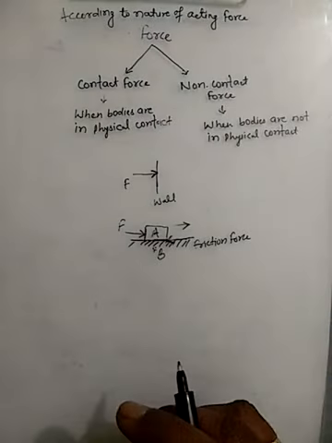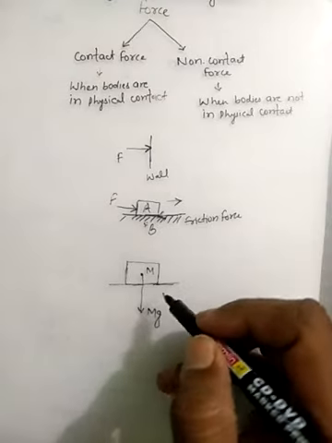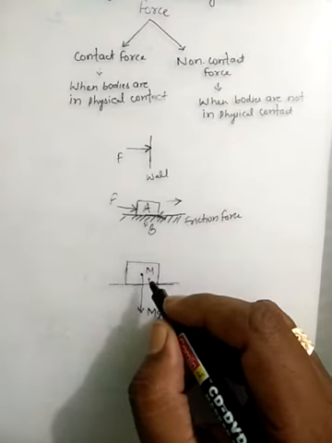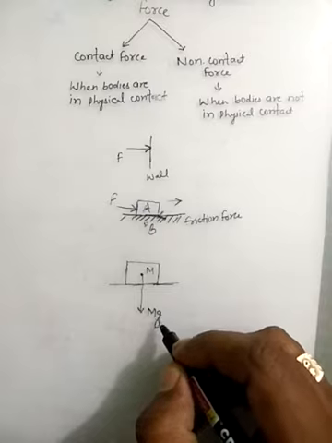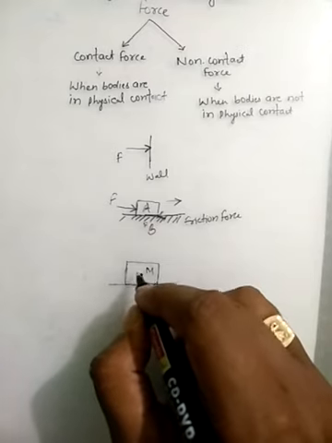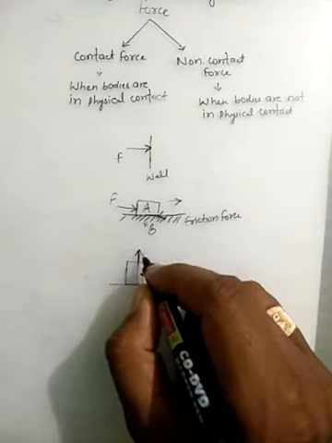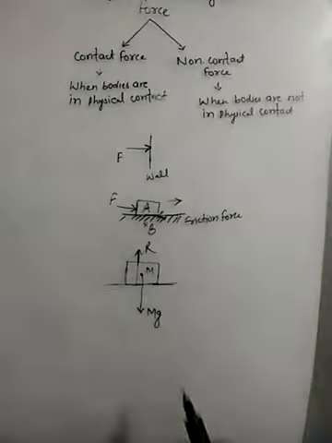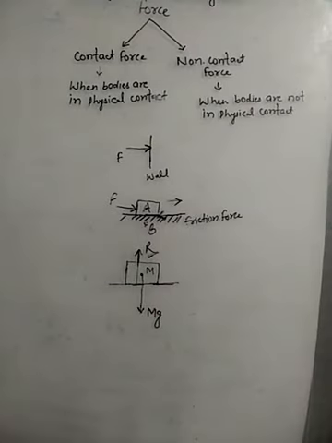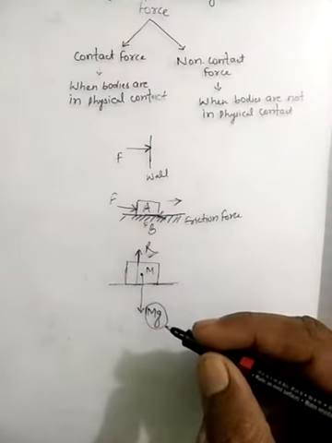Another example of contact force. If an object is placed on a surface, this object exerts a force equal to its weight, that is mg, in the downward direction, and the surface on which this object is at rest exerts a reaction force in the opposite direction. The reaction force is a contact force, and this force is a non-contact force.